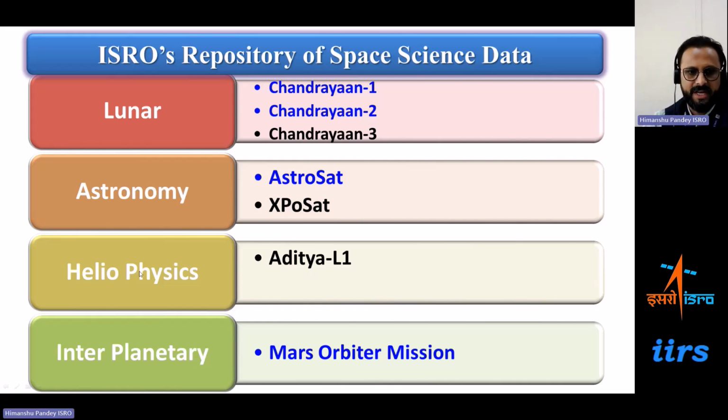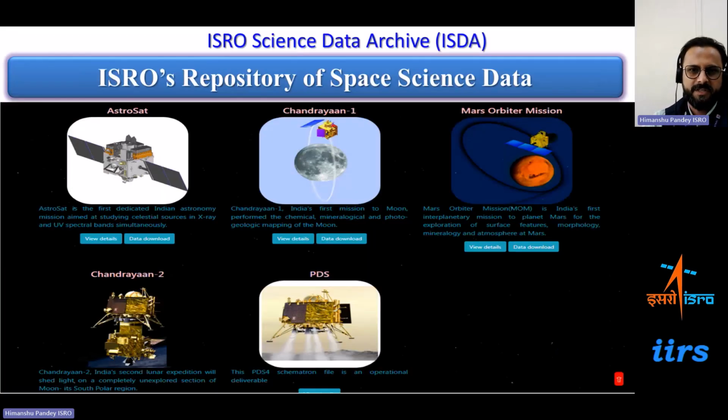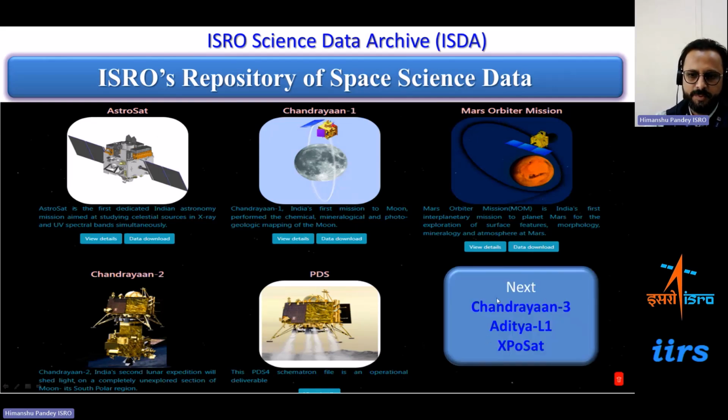Coming to astronomy, AstroSat data is already posted. XPoSat will be posted soon. For heliophysics, it is already giving a lot of datasets. Once the initial level processing and the reviews are over, this data will be posted here. For interplanetary missions, the Mars Orbiter Mission is already posted here. There is another mission, CREST, which is more on the geostationary radiation spectrum. That data is also hosted. So these are all on the ISRO Science Data Archive website. Very soon, Chandrayaan 3 and XPoSat will also be provided for accessing the space-based data.